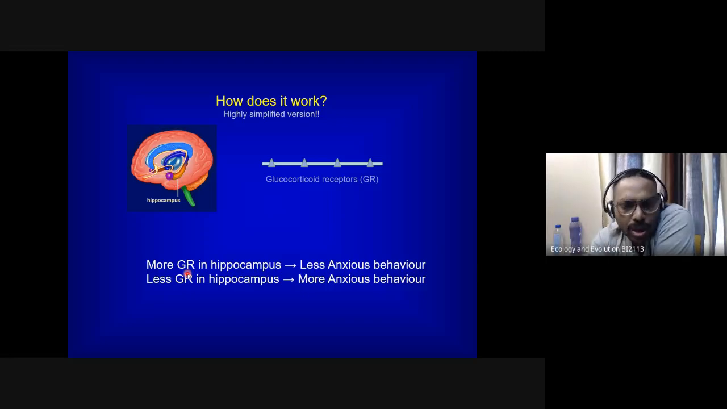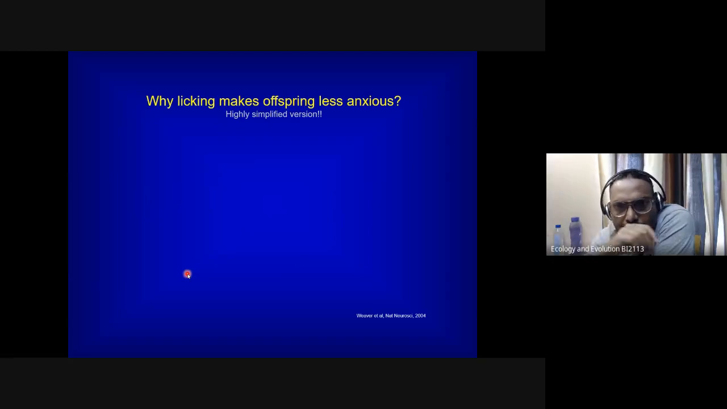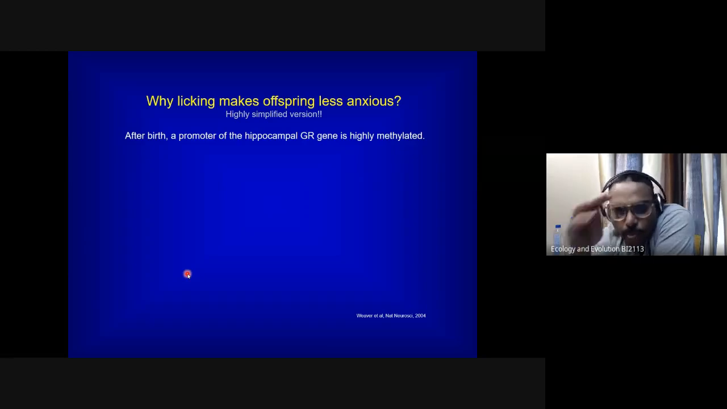Now it turns out that when a baby rat is born, the promoter for the hippocampal glucocorticoid receptor gene is highly methylated. What is meant by highly methylated? It means that the promoter has a large number of methyl groups stuck to it, as a result of which transcription of that gene is not possible.